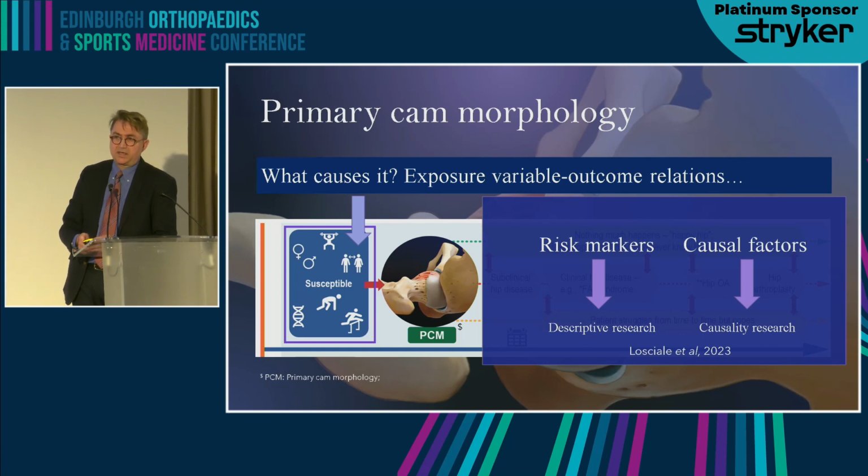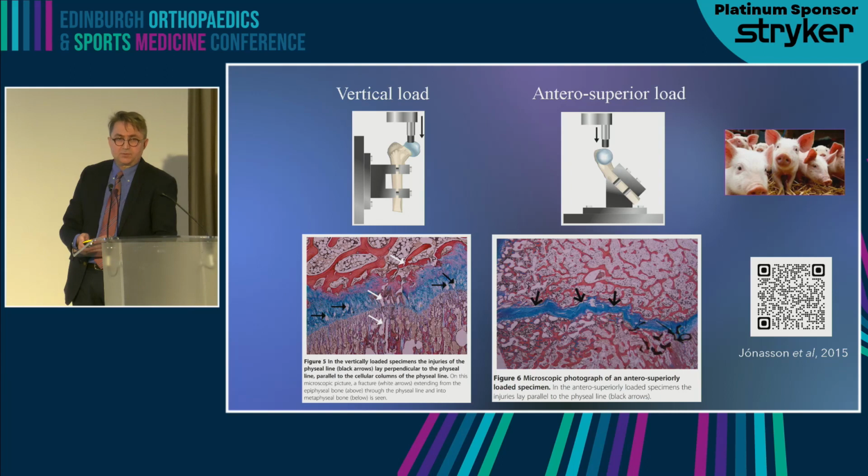So when we have only descriptive research to back the association between a variable and an outcome, we should use the term a risk marker. When we are sure that there's a causal relationship, we can use the term causal factors, and especially when we do that in causality research. So a few words on what causes primary CAM morphology.